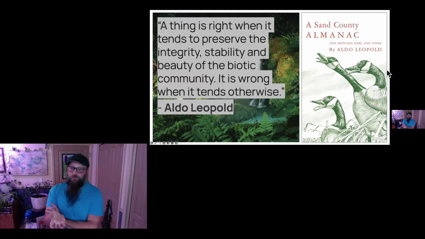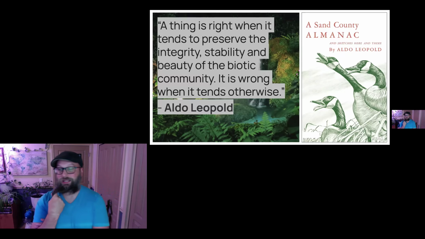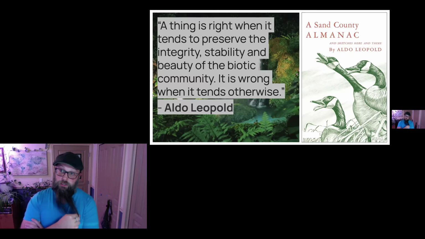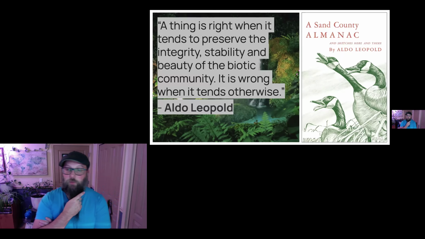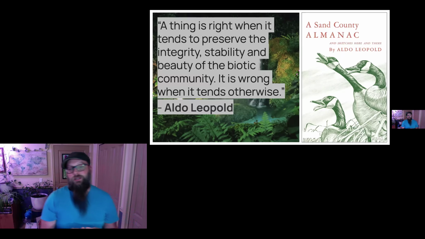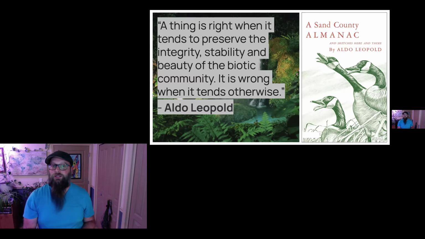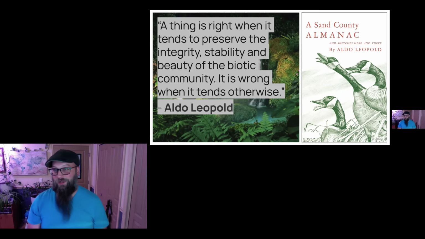So this is one of my favorite quotes by Aldo Leopold, and this is the second book I highly recommend that you get a hold of and read if you have the chance, because Aldo was really seeing these things in the early 1900s, prior to even more of the damage that has occurred in our world through agriculture. And in this quote, he says, "A thing is right when it tends to preserve the integrity, stability, and beauty of the biotic community. It is wrong when it tends otherwise."